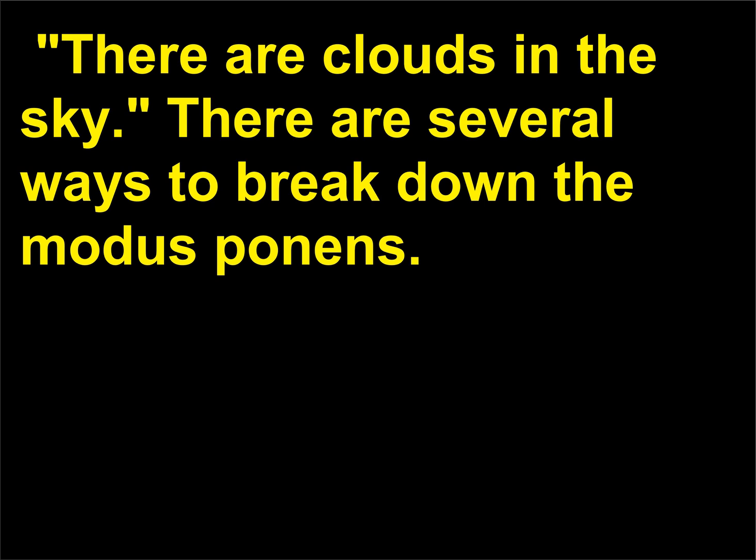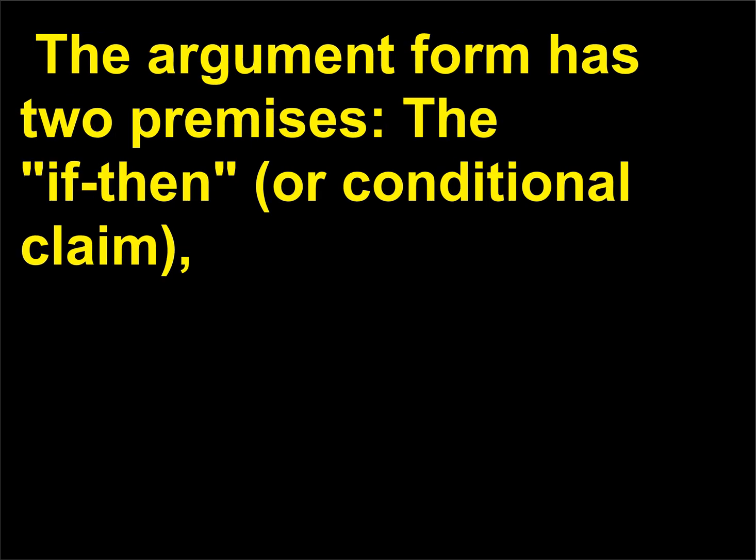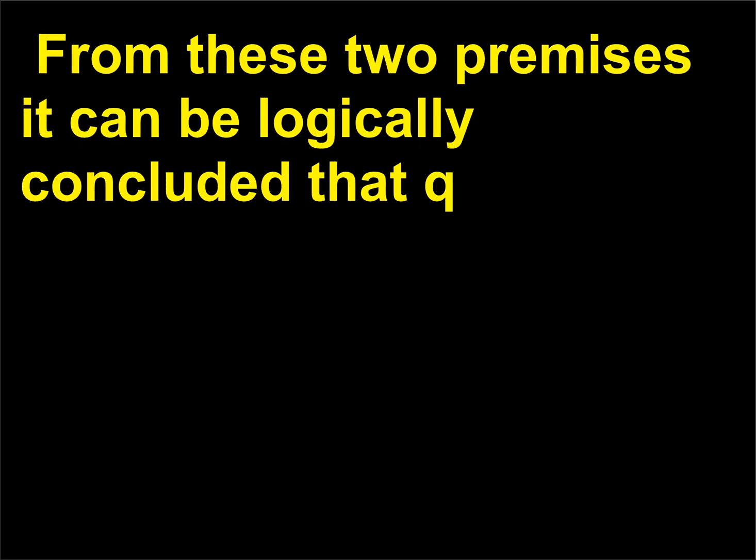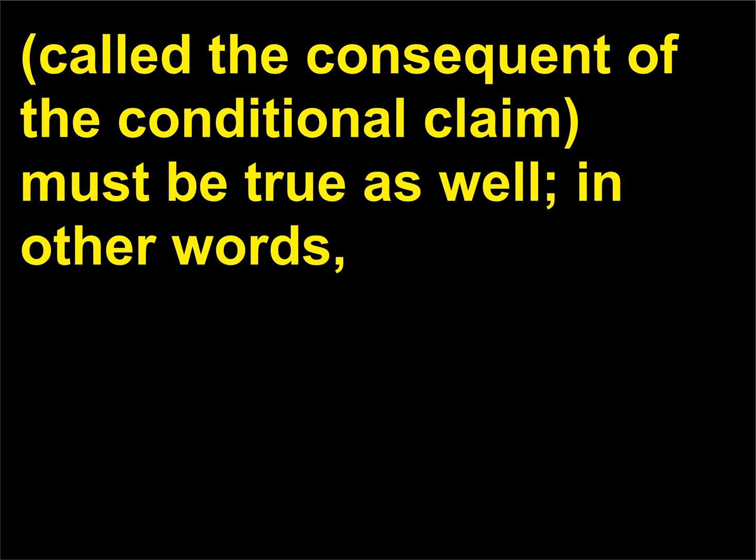There are several ways to break down the modus ponens. The argument form has two premises: the if-then, or conditional claim, namely that P implies Q, and that P, called the antecedent of the conditional claim, is true. From these two premises it can be logically concluded that Q, called the consequent of the conditional claim, must be true as well.